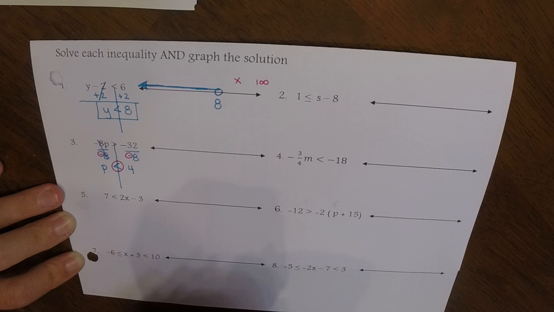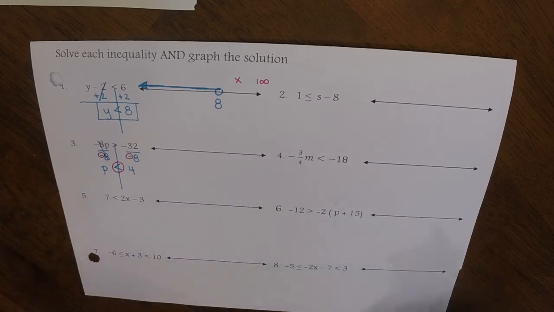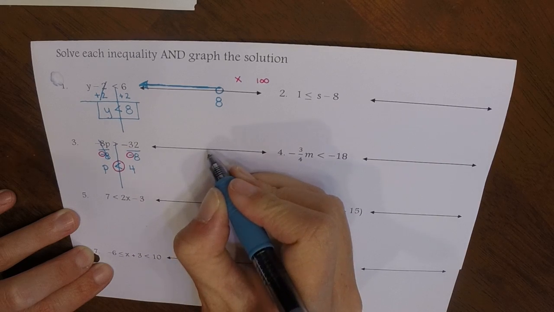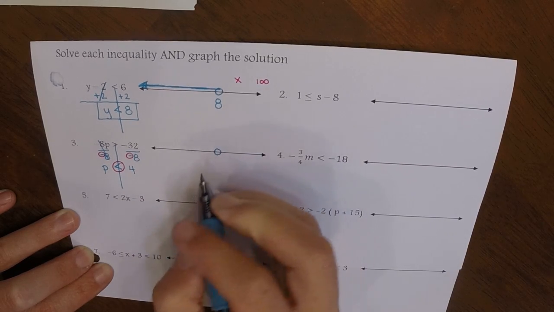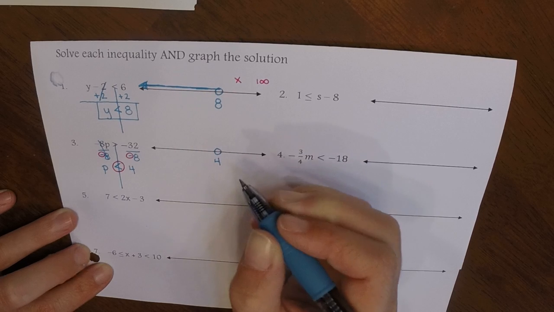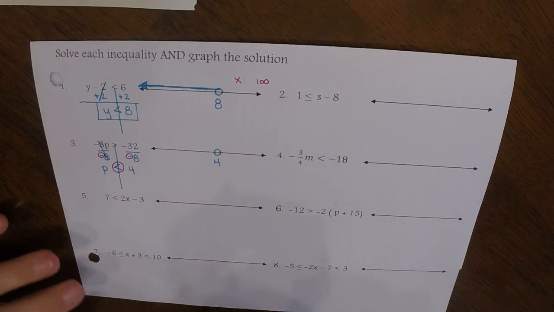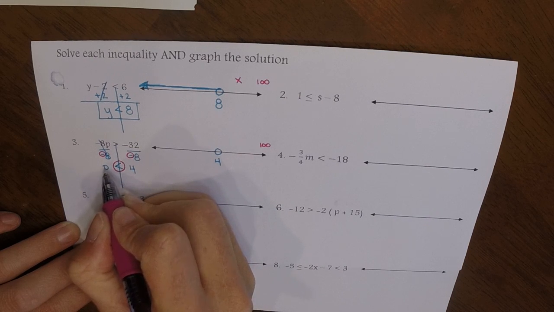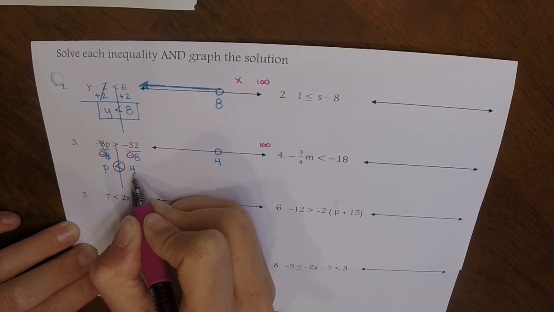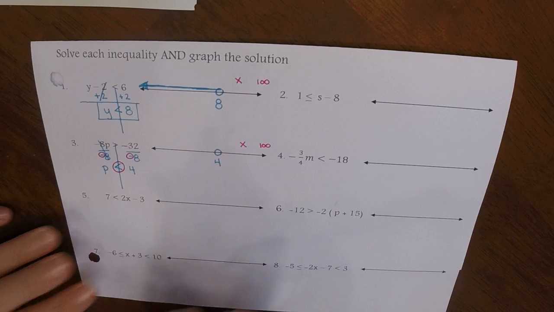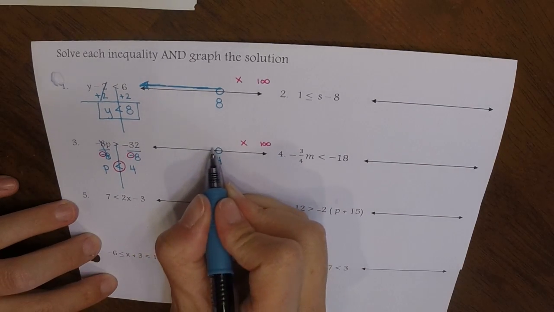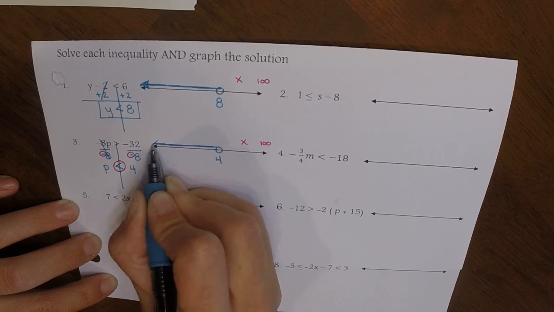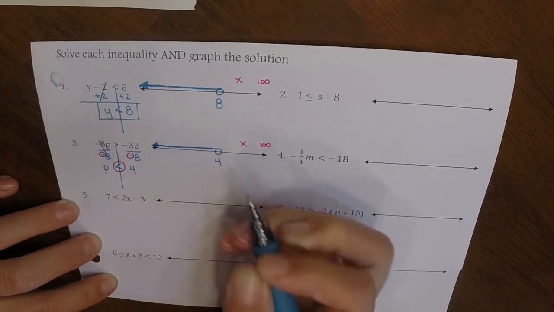So now I'm ready to graph. Again, it doesn't have the solid line underneath, so I would do an open circle. It is 4. So then I could go ahead and use my test number. If I put my 100 over here, is 100 less than 4? No. 100 is not less than 4, so I would shade away. Good.